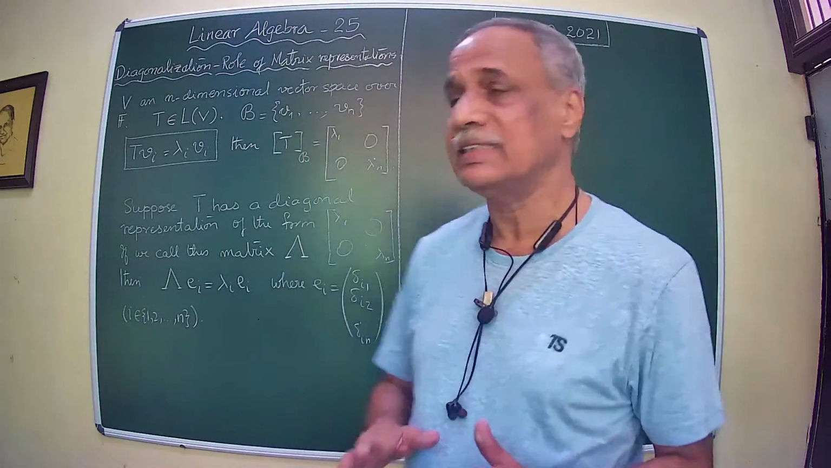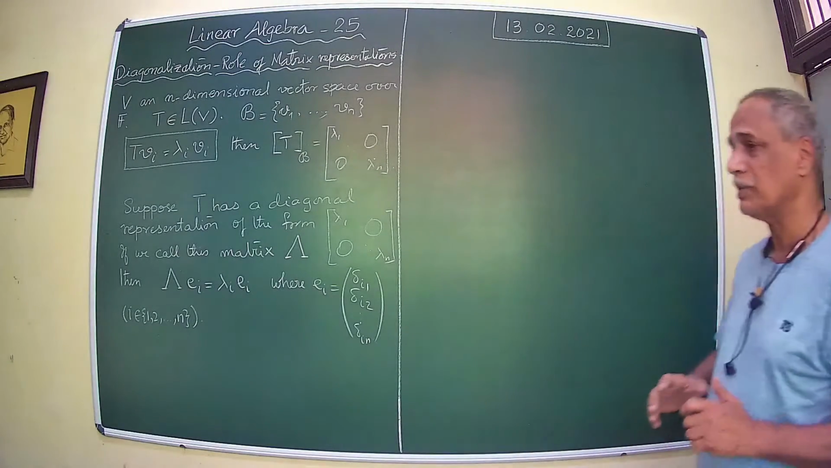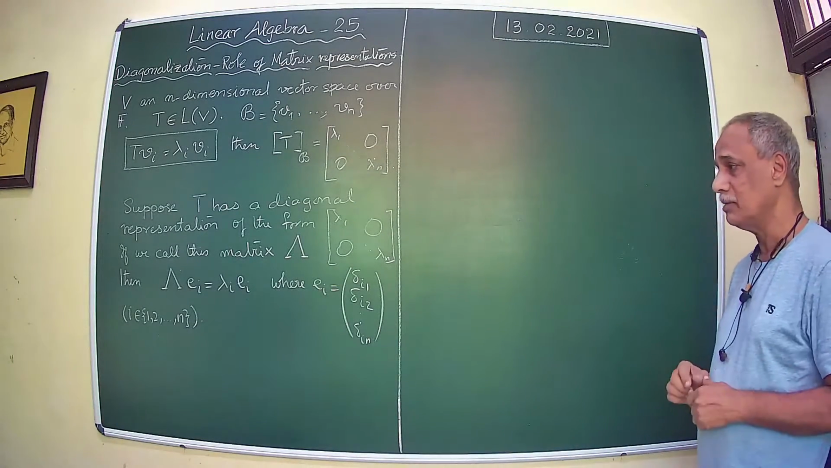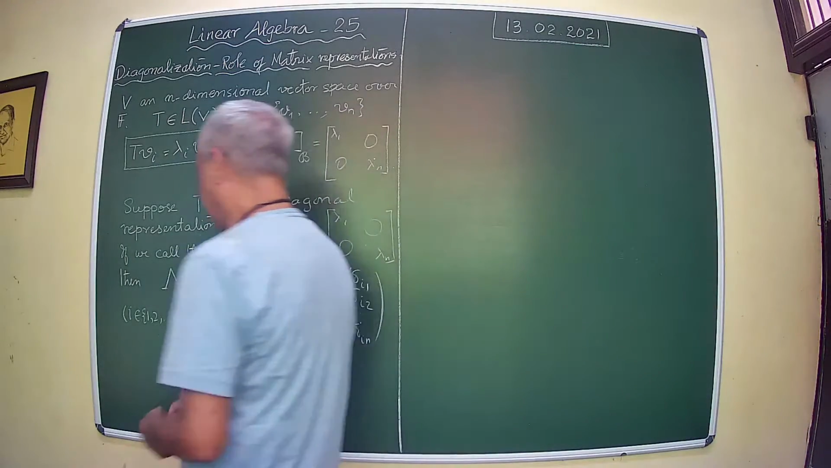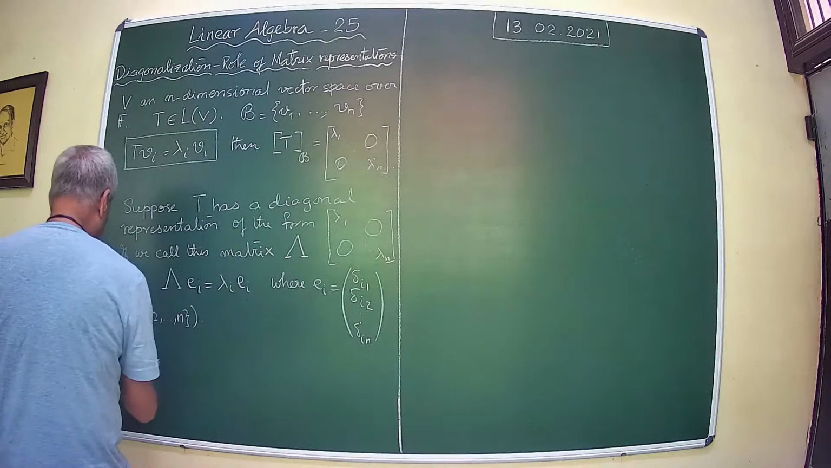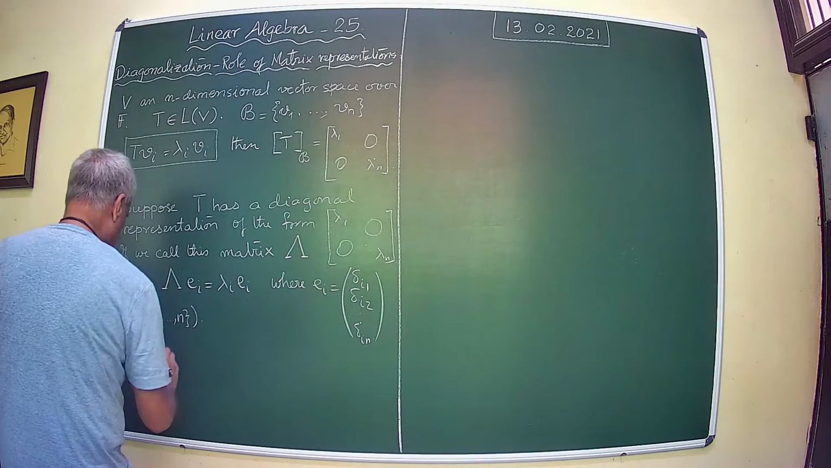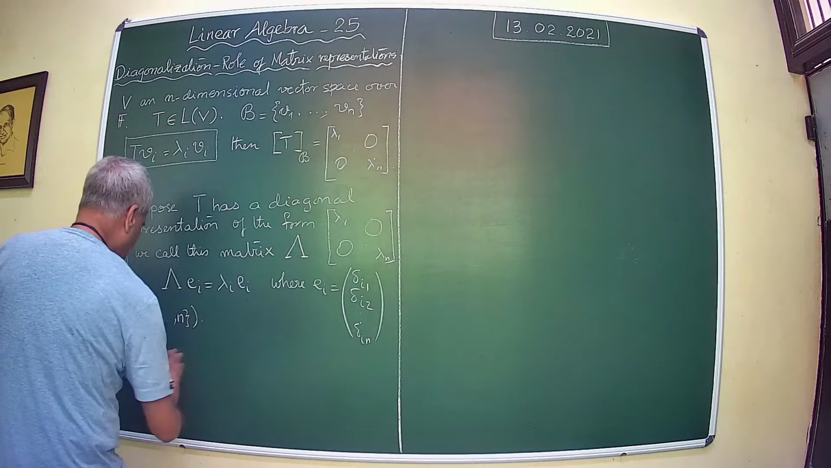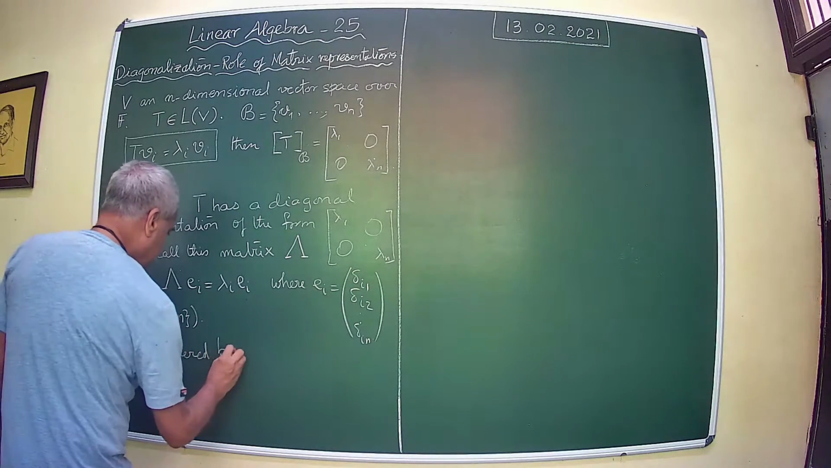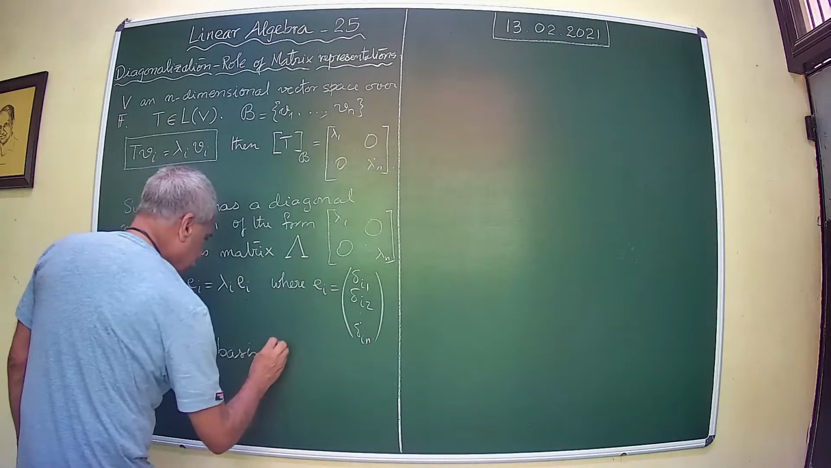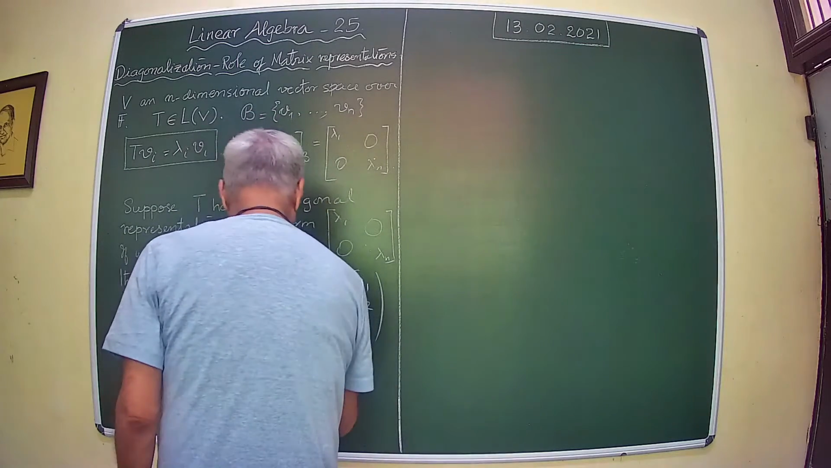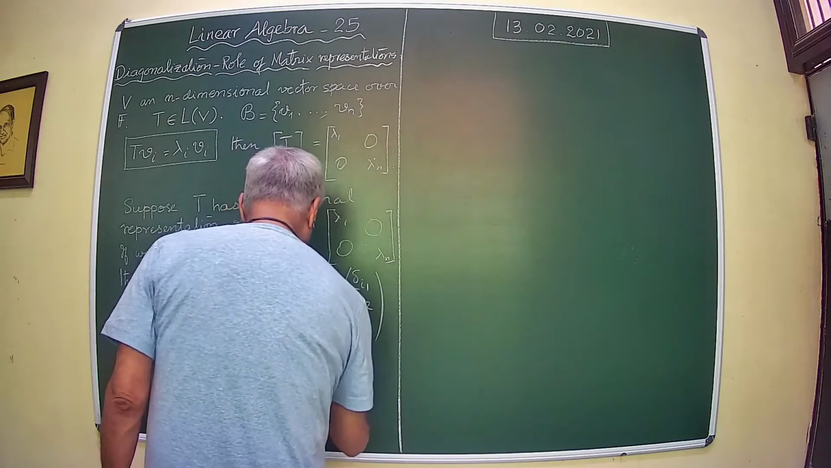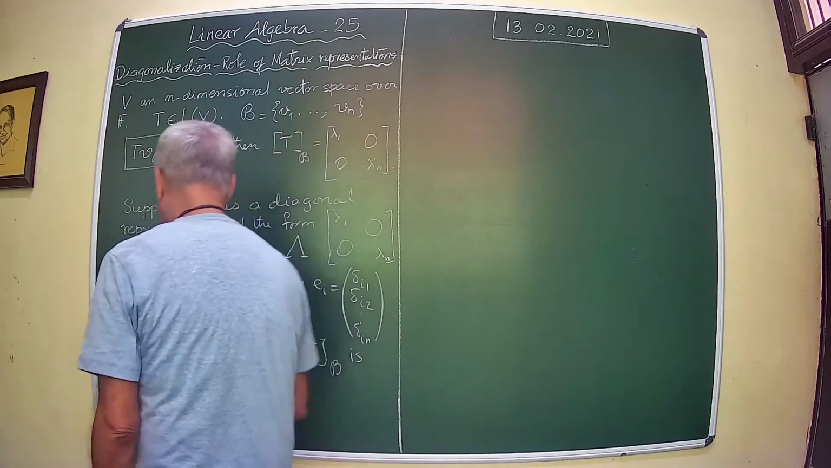The representation, see, in general the representation is an n by n matrix. Okay. So for any ordered basis B, T_B is an n by n matrix.